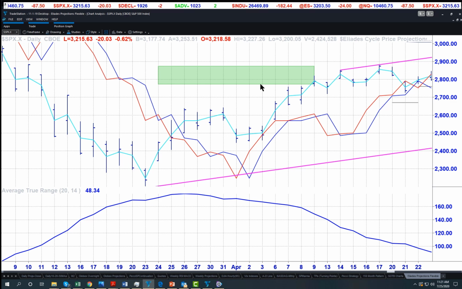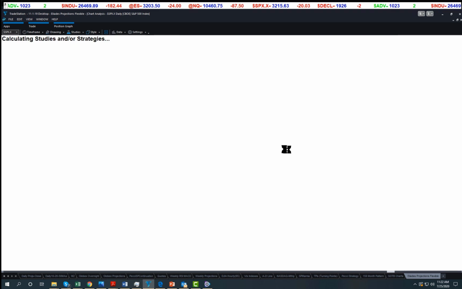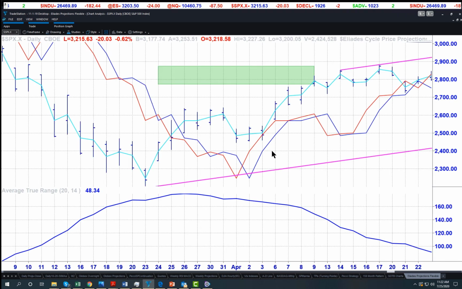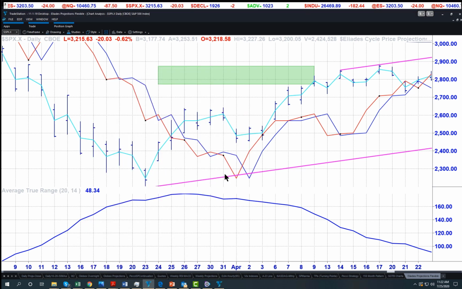And the way you do that is by changing the nicks. You double click on either the signal line itself, the light blue one, or one of the projection lines, and it brings up the nick filter. So if we change this to 1, it will ignore any of the nicks that are 1 bar long. In other words, if in this case it actually went below here for a full bar, then that would be ignored, okay? How does that affect the projections? Well, let's take a look and see. We'll bring up the projection box. And now these are going to be new statistics, okay?